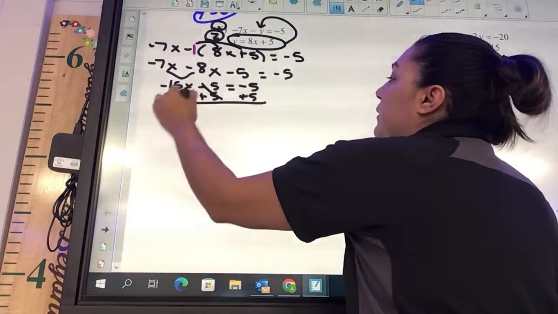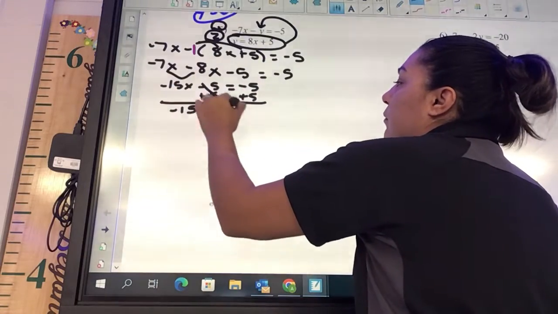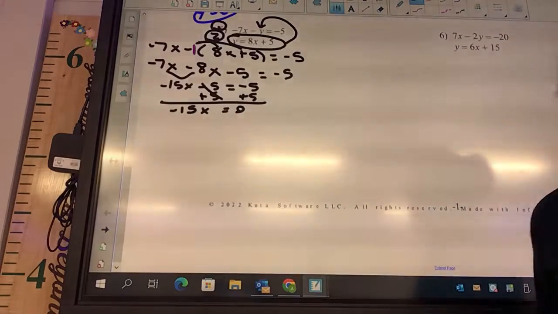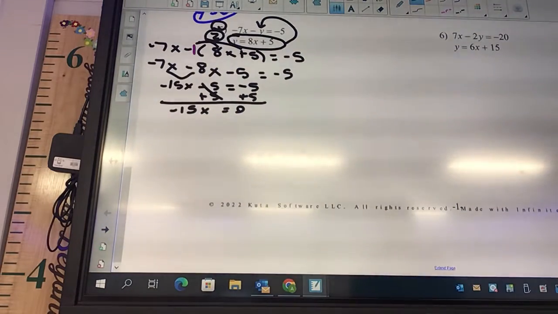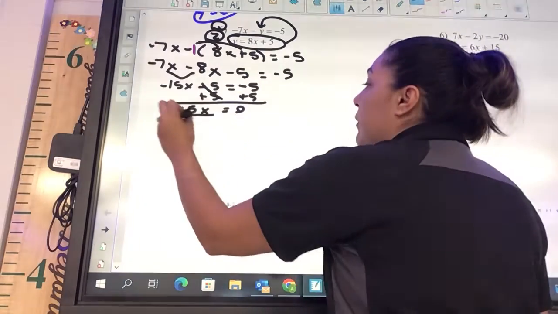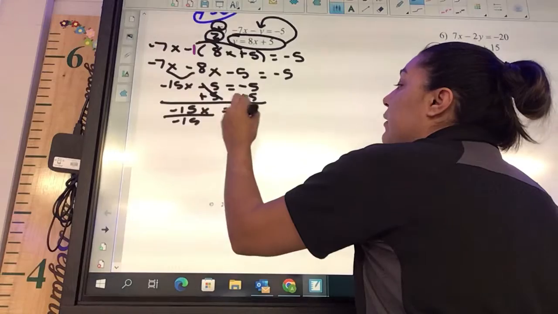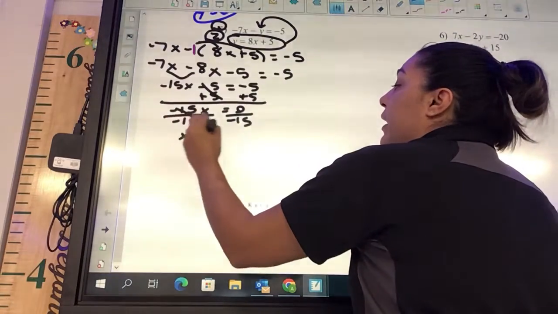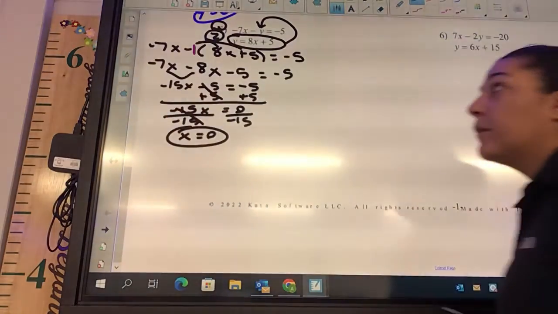Okay, if you get a decimal or a number over 10, it's wrong. Okay, and then we're going to divide by 15. What is 0 divided by -15? 0. Okay, so my x is going to equal 0.